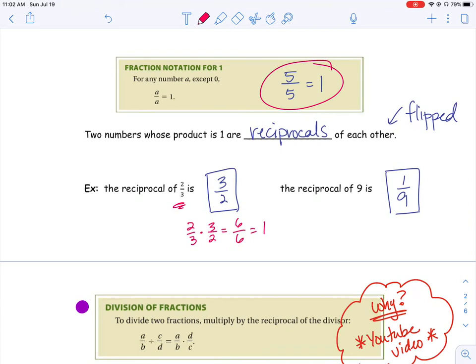So what do you think the reciprocal of 9 is? Well, remember, 9 can be written as a fraction, 9 over 1. And so the reciprocal of 9 is 1 over 9. Again, if I were to multiply them together, their product is 1. Making sure that you can find the reciprocal, or flip, of each fraction is going to be helpful when we do other things like dividing fractions later on.